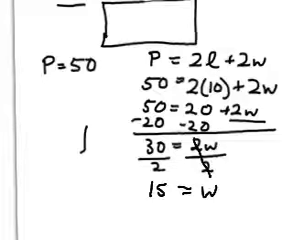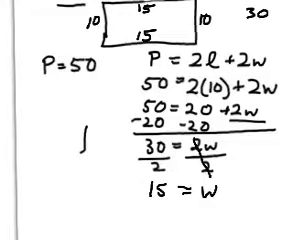Alright, so the length is 10 and the width is 15. I don't know why that would be, but okay, the width is 15, length is 10. So that's 10, and this is 15 also. So we've got 2 times 15 is 30, 2 times 10 is 20, add them up, you get 50. So, it's right. Or you can just stick it back into the formula.